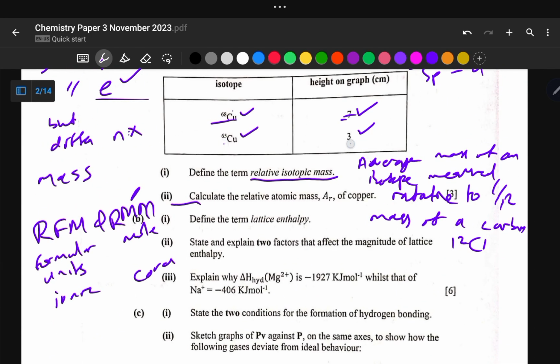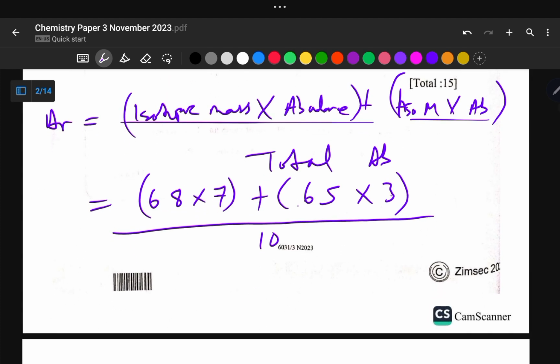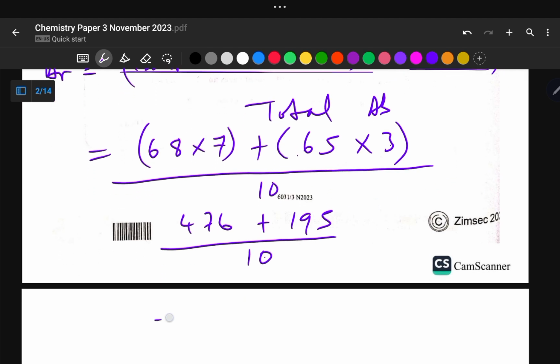Then we are given 65 and 3. So it's 65 by 3, over total abundance, which is 7 plus 3, equal to 10. Going straight to our calculator: 68 by 7 gives us 476, and 65 by 3 gives us 195, all over 10. So it's 476 plus 195, divided by 10, and we get 67.1. This is the relative atomic mass.